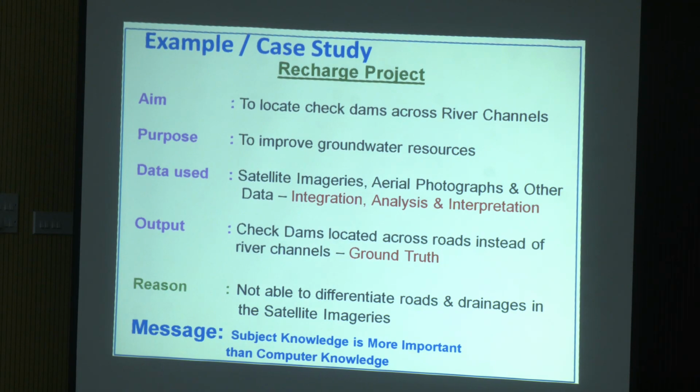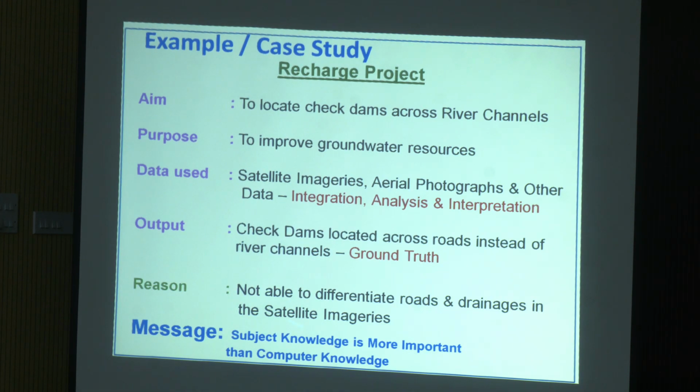What we have done is involve so many people: computer science engineers, civil engineers, geologists. They handled different types of data, spatial data, non-spatial data, and integrated them. Then finally they got the output. Then they went for ground truth verification. What happened was, a few or many check dams were located across the roads instead of river channels. You are not supposed to construct check dams across roads, am I right? So what is the problem? Everything is perfect, you have excellent data, but what happened?